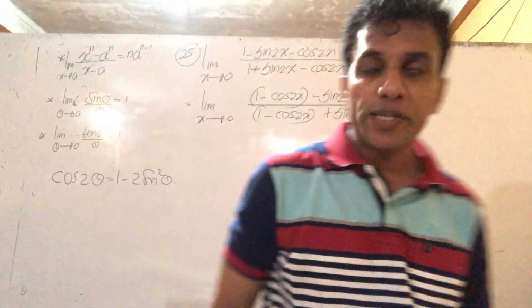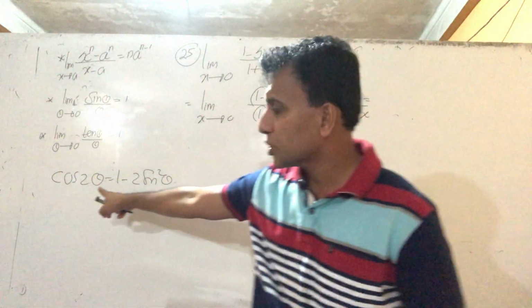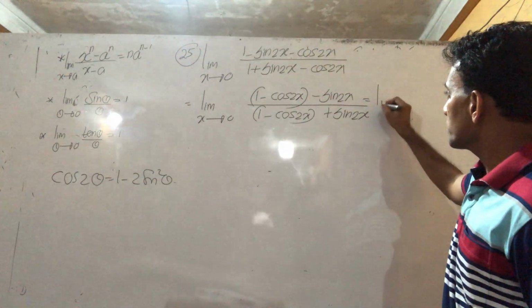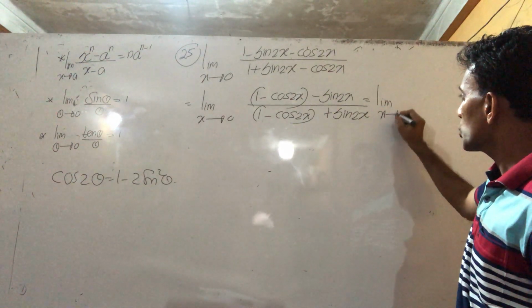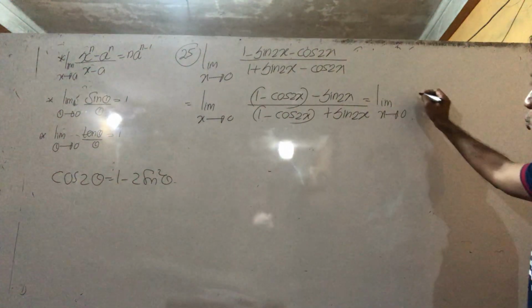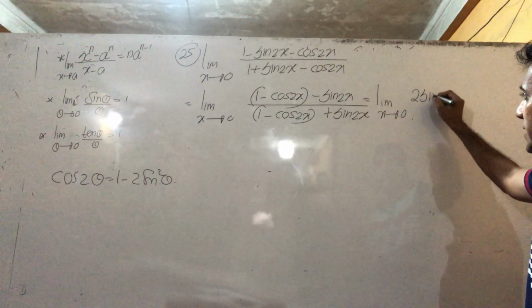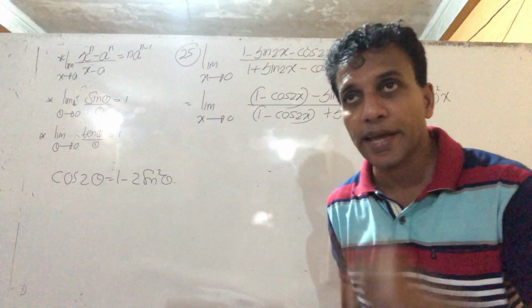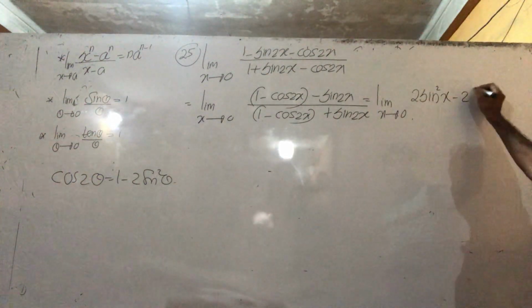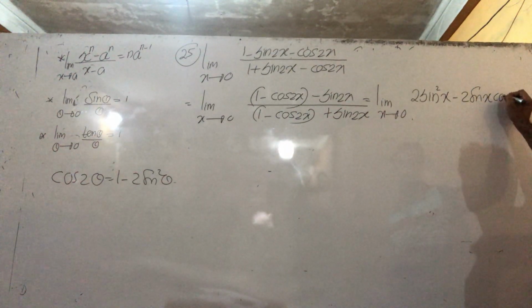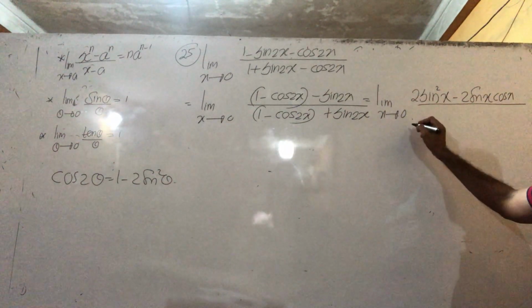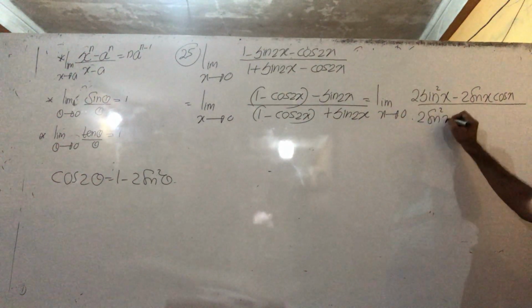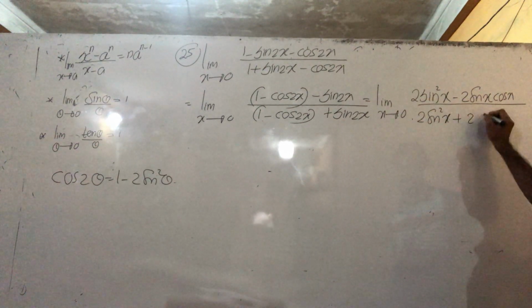Now convert to trigonometric ideas. What is 1 minus cos 2 theta? It is 2 sine square theta. So the limit as x approaches 0: what is that? 2 sine square x. Okay, what is sine 2x? 2 sine x cos x, minus 2 sine x cos x, over the same 1 minus cos 2x, 2 sine square x, and sine 2x is 2 sine x cos x.